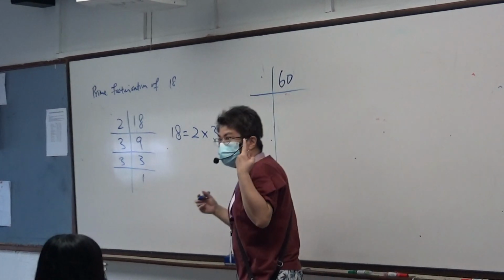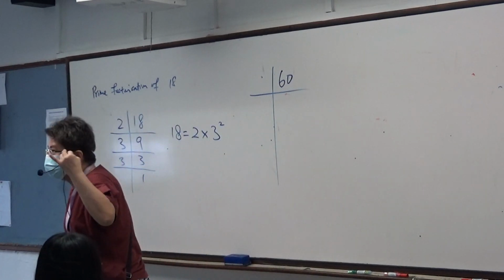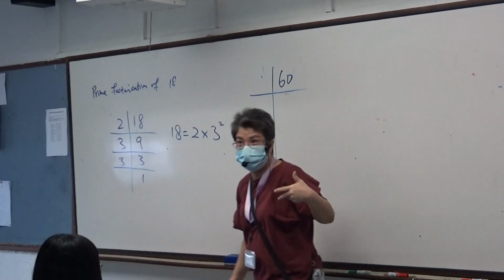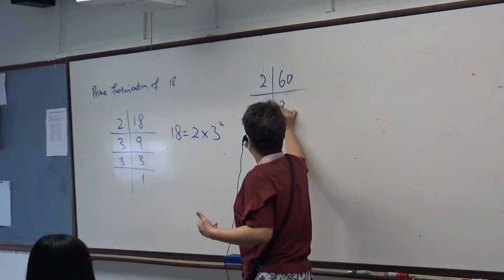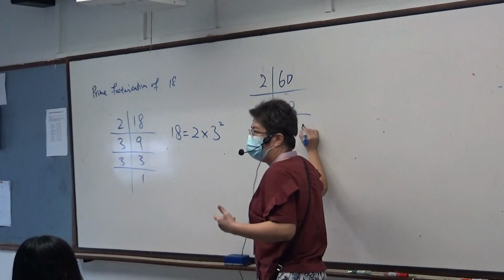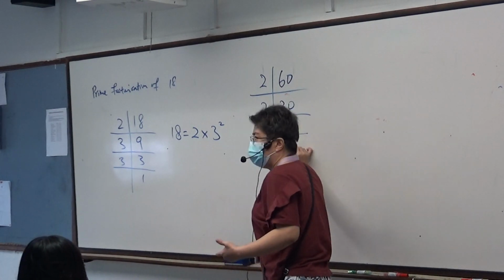First prime, what is it? 2, right? Now, if you realize that 2 cannot divide, then you go to what? 3. But you start with the smallest prime first. Okay, so 2. Then what's the answer here? 30. Very good. 2. 15. Then 3. Then 5.